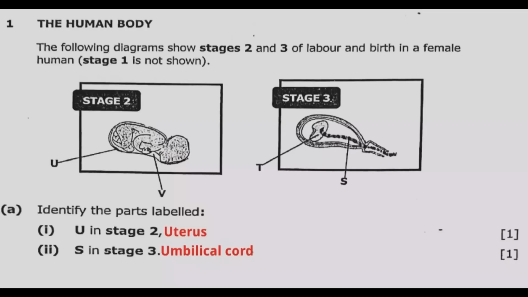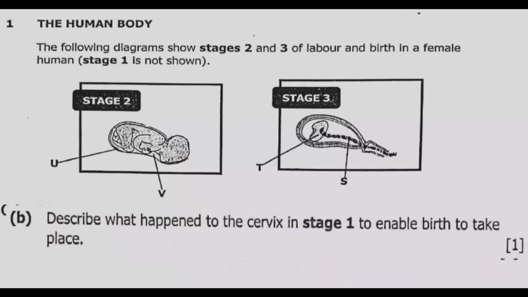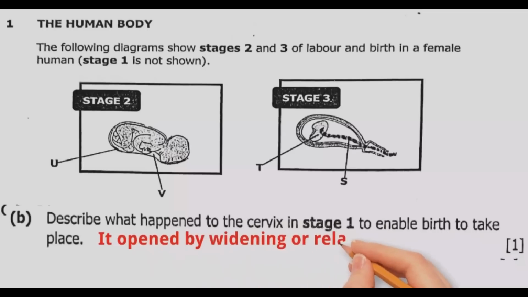We go to question 1B, which is describe what happened to the cervix in stage 1 to enable birth to take place. The cervix opened by widening or relaxing. During the gestation period, it has been tight, holding closely to prevent miscarriage or giving birth to the baby before due time. Now it has relaxed because the time is up, and it has opened. That's why the child has been born.